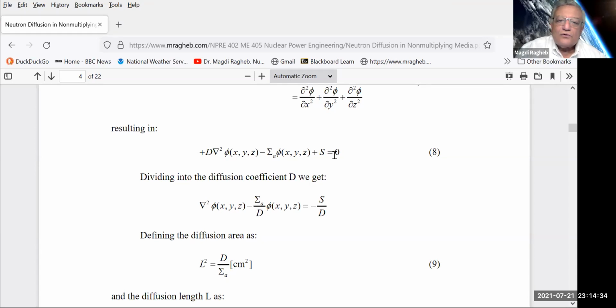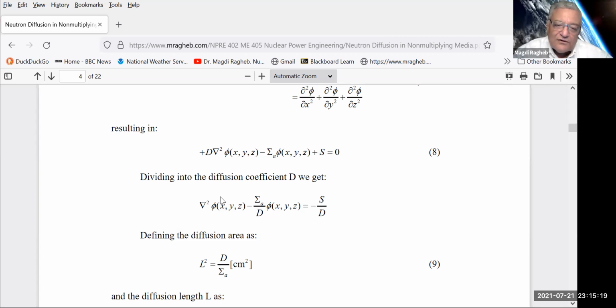As we take the Helmholtz equation, you'll find that now we have D del square phi of the flux in the x, y, and z dimensions, minus the absorption rate. When you multiply the absorption macroscopic cross-section into the flux, you find that you get units of neutrons per centimeter cube per second. This is the absorption rate, and this is the source of neutrons that we are trying maybe to shield around. Well, we can simplify that further by dividing by D. So let's divide that equation number 8 by D, and you end up with del square phi of x, y, and z minus sigma absorption divided by D is equal to minus S over D.